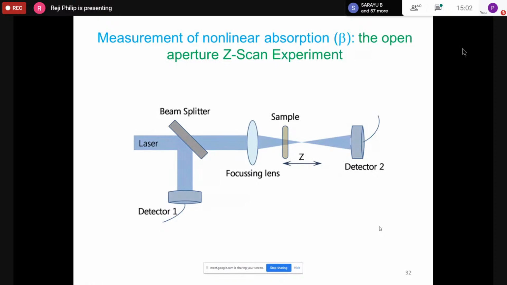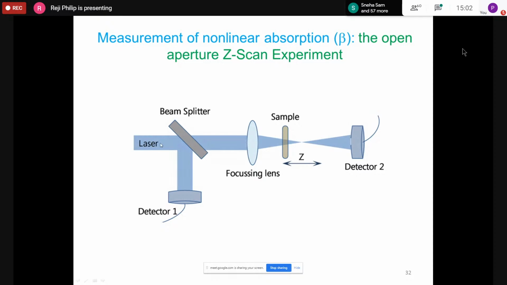So how do you measure nonlinear refraction and nonlinear absorption? This is the most popular experimental method at the moment. It is called the C-scan experiment. To measure nonlinear absorption, you have to make use of the open aperture C-scan experiment. The open aperture is one flavor of this experiment. I'll tell you what it is in a moment.